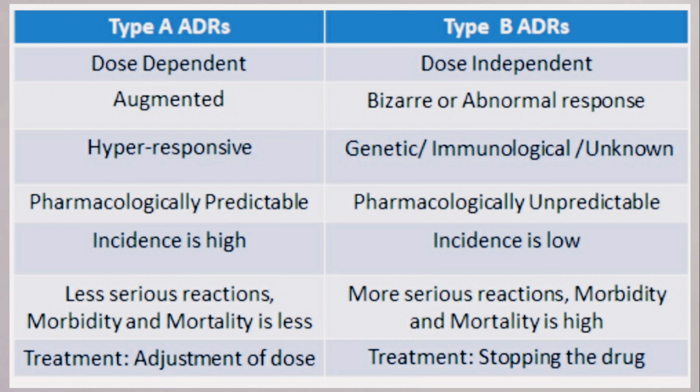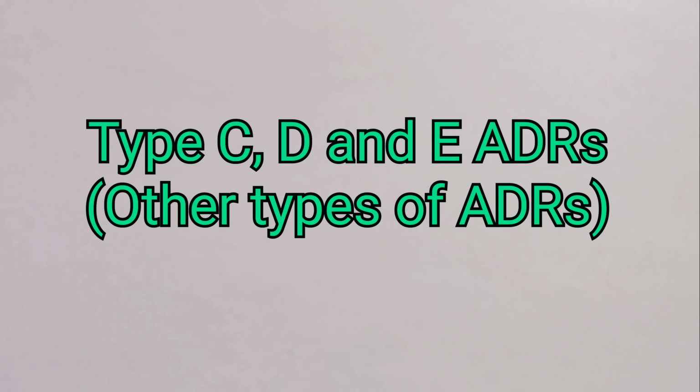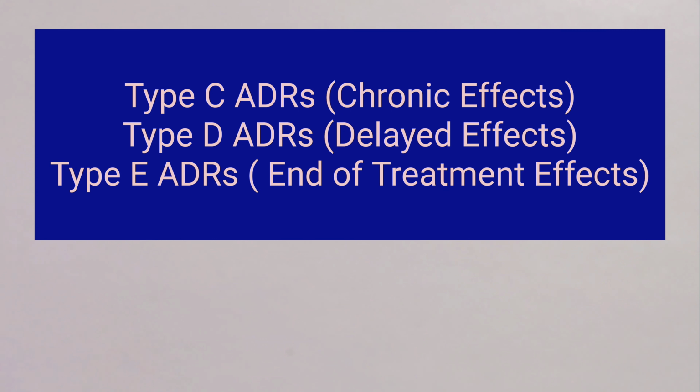When it comes to treatment, type A adverse drug reactions may require adjustment of dose, whereas type B reactions require stopping the drug. Other types of adverse drug reactions. These are type C, that is chronic effects, type D, delayed effects, and type E, end of treatment effects.